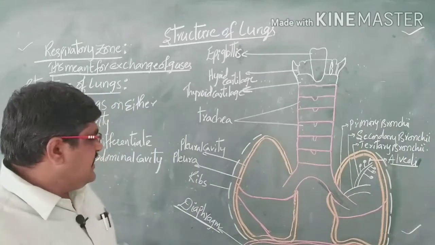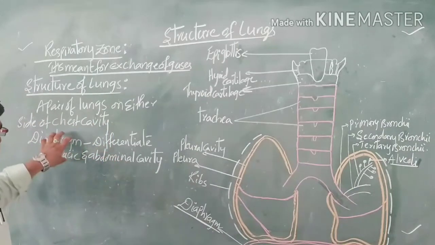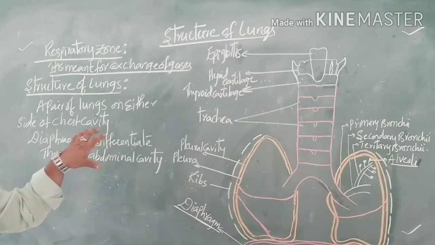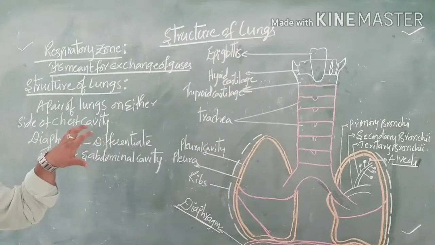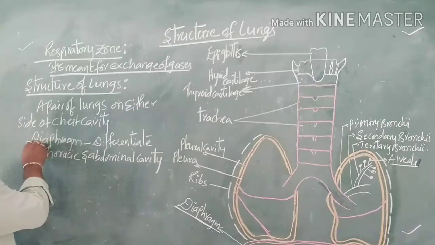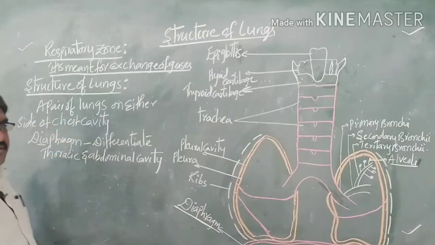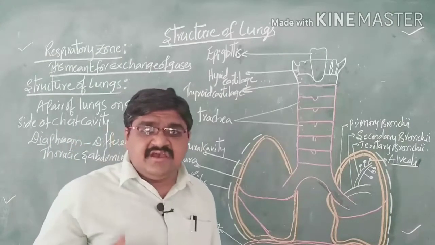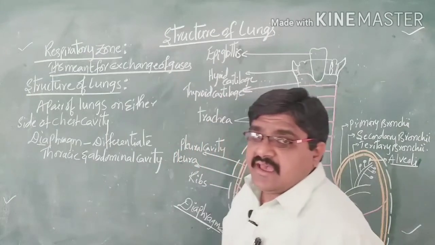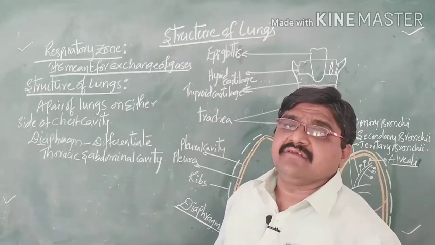And also, the diaphragm consists of skeletal muscles. It is made up of skeletal muscles, and it differentiates the upper thoracic cavity from the lower abdominal cavity.